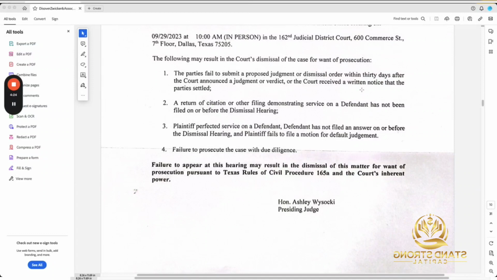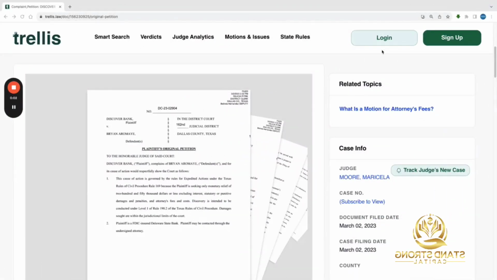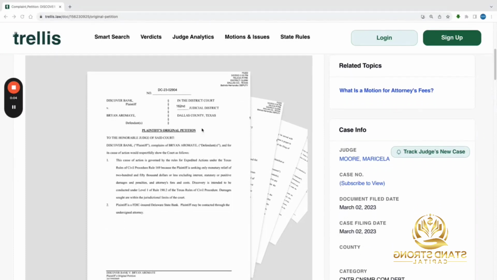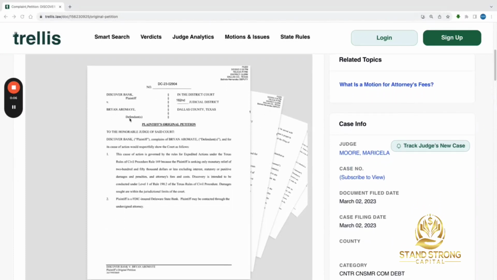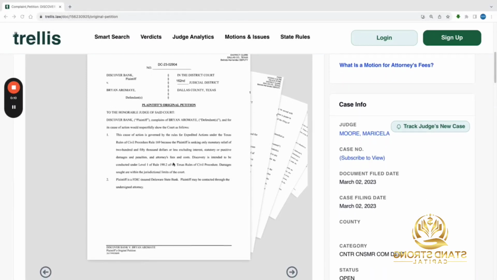So what did I do? I reached out to them through the trust, and let's get to the next part. All right, now we are on. After a little Google search, I pulled up the case number. We got the Trellis. It's going to pull up the case so we can view it.